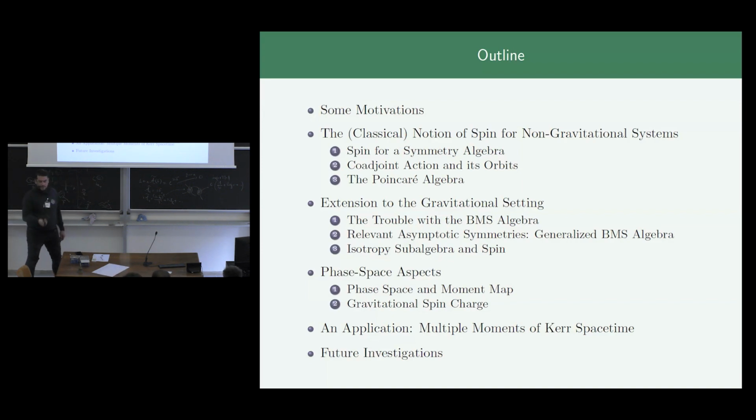Then I explain how this can be extended to the presence of gravitation, starting with the troubles with the BMS algebra, and then how the generalized BMS algebra can be used to define spin, using a well-defined notion of isotropy subalgebra and a specific definition of spin. Up to this point there is not much physics, just algebra. Then physics enters through the phase space, the concept of the moment map. Once I construct the moment map, I can construct the gravitational spin charge.